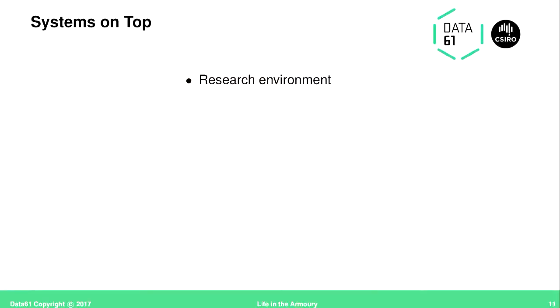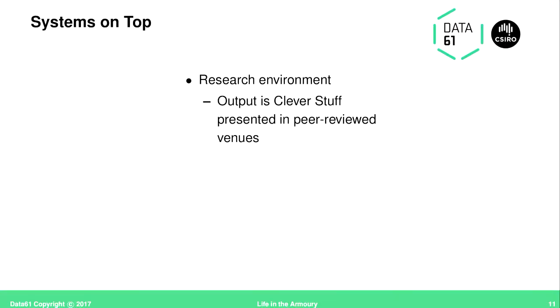The second reason for testing is that we're in a research environment. And if you're in a research environment, you want to try things out and see what happens. Our main output is not the seL4 kernel, even though that's one of the things we do. What our main output is, as a research organization, is clever stuff reported in peer-reviewed venues, whether it's journals or conferences. And that means that if you're a systems person, the best way to try out an idea is actually to build it. And then you can test it and find out what it really did. Otherwise, you end up at a theoretician's conference instead of a systems conference.